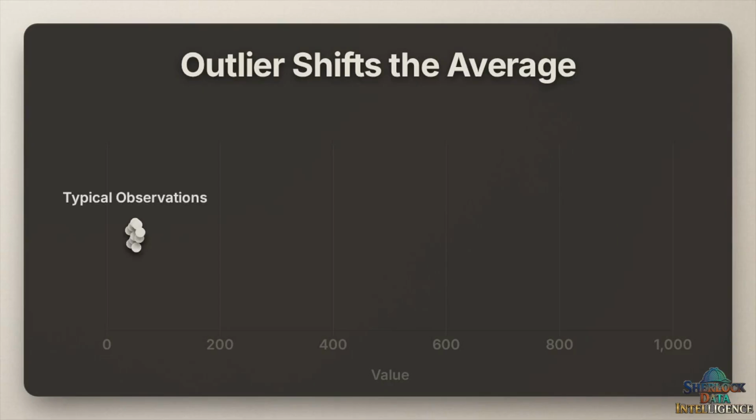So if an outlier pulls the mathematical average away from the typical observation, how do we locate the true middle of a compromised dataset? We'll write the code for that next.